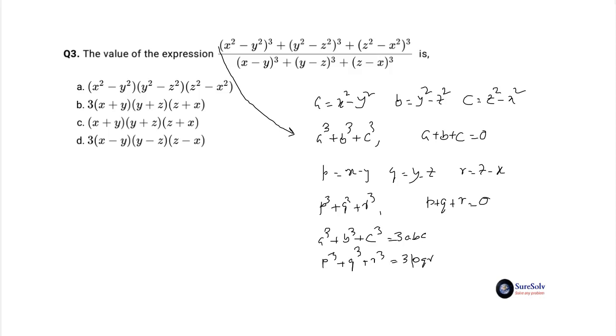On division, the factors x minus y, y minus z and z minus x, or pqr, cancel out between the two, leaving just x plus y multiplied by y plus z multiplied by z plus x in the numerator. Answer is option C, x plus y multiplied by y plus z multiplied by z plus x.